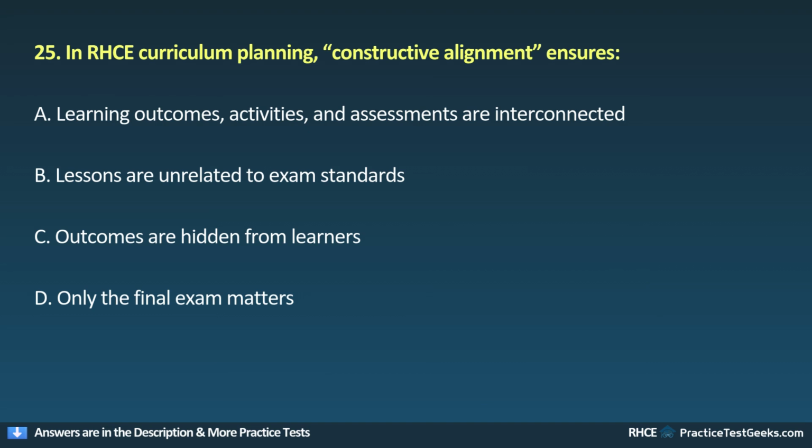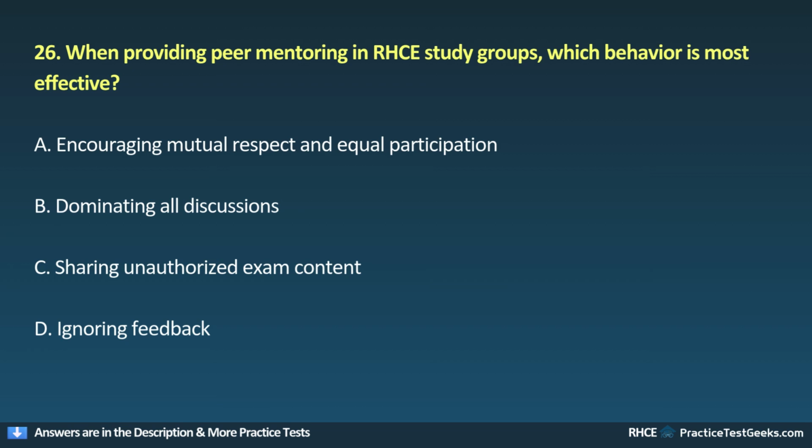B. Lessons are unrelated to exam standards. C. Outcomes are hidden from learners. D. Only the final exam matters. 26. When providing peer mentoring in RHCE study groups, which behavior is most effective? A. Encouraging mutual respect and equal participation.